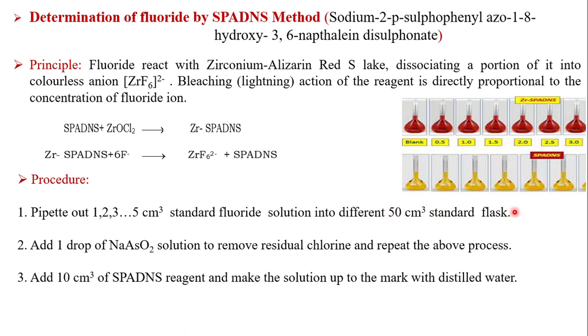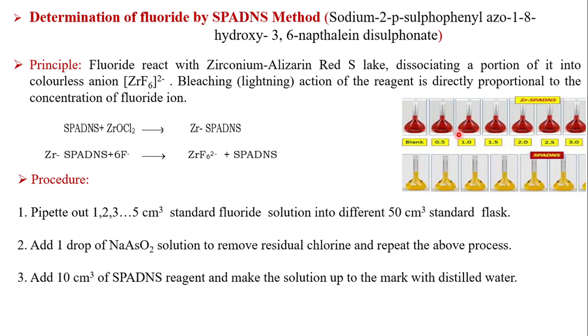Now we want the bleaching to be done only by the fluoride ion. By chance, the test sample is going to have chloride, which will also bring about this bleaching action. We want to avoid the interference of the chloride ion. Hence, to all these solutions, 1 drop of sodium arsenate is added to avoid the problem of chlorine. If you add sodium arsenate, what happens? The chloride ion binds with the sodium to become sodium chloride, hence it will not bring about the bleaching action.